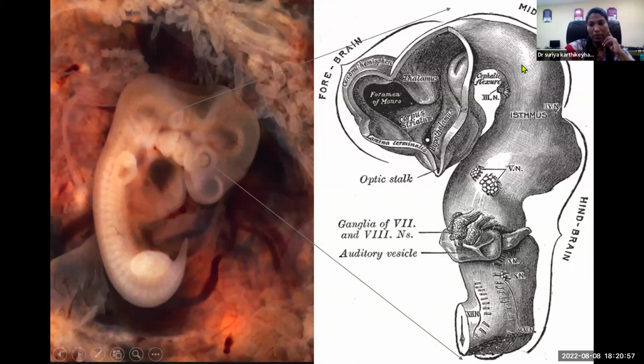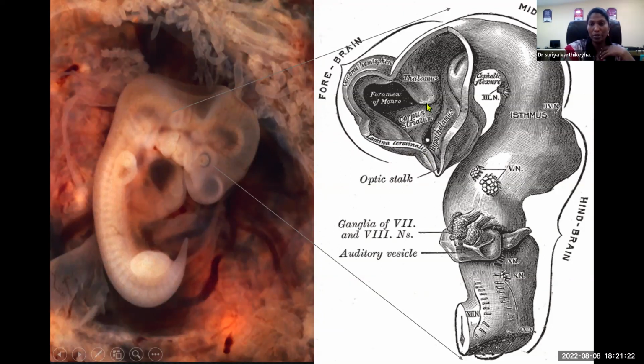So when it folds, it will be forming the flexures. That is called the cephalic flexure. What you are seeing here is the cephalic flexure, and here they have opened the forebrain. Okay, the anterior neuropore. Actually, this is the anterior neuropore before the closure. So when the anterior neuropore closes, in the adult it can be traced as the lamina terminalis. So the closure happens at the level of the lamina terminalis.